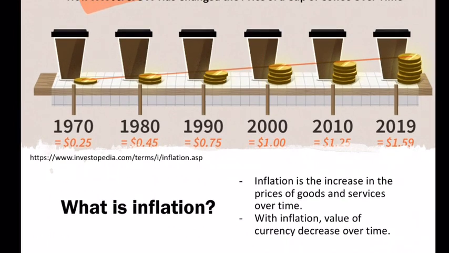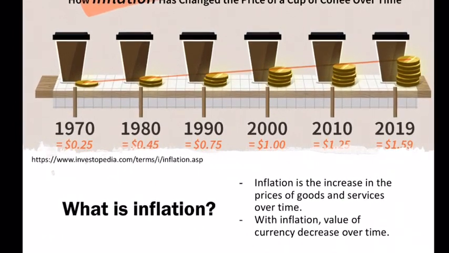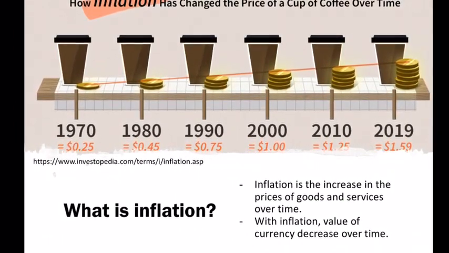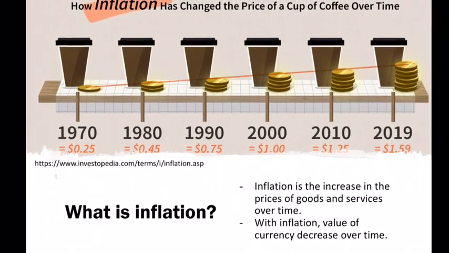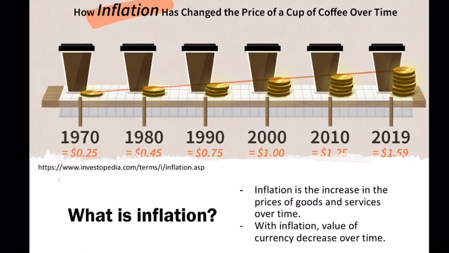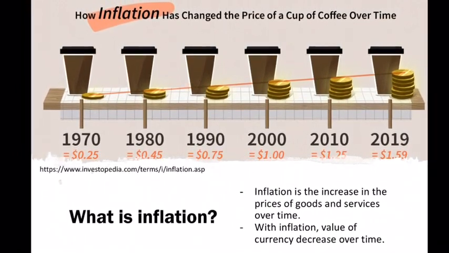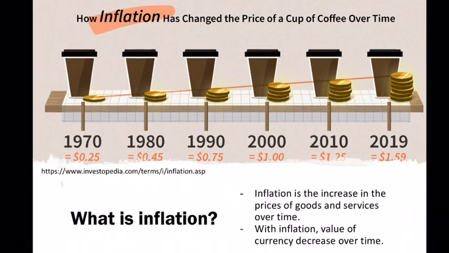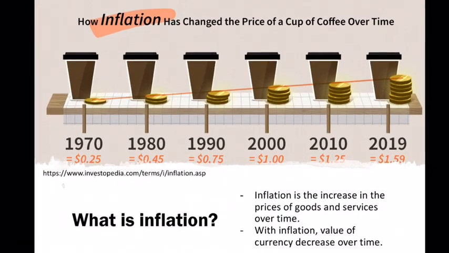You see that it's the same product, but a different price, and the price has increased over time. That means if you have the same amount of money 10 years before this, you cannot buy these items. That means the value of the currency has decreased.